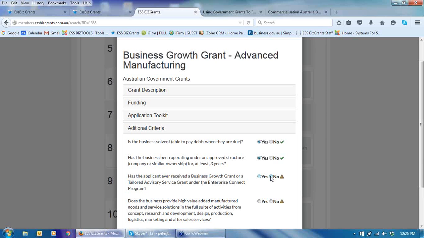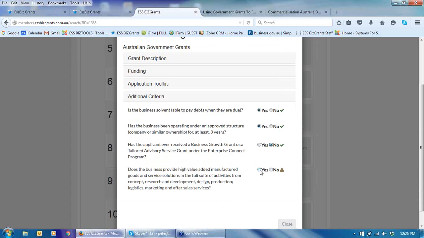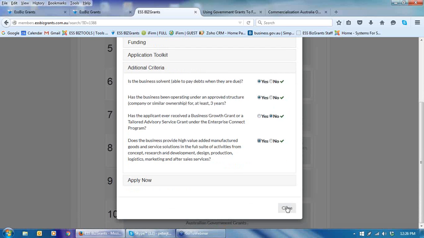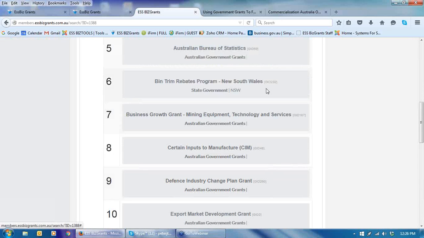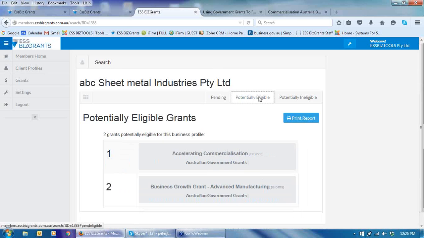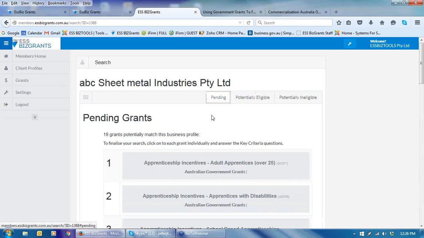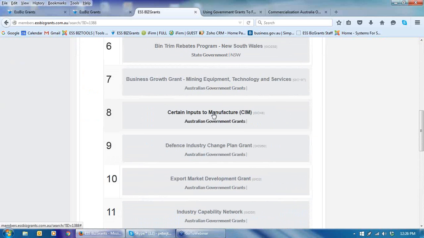So we're going to answer no to this. Does the business provide high value added manufacturing? We say yes. So the system's saying we could apply. Same thing. You will then go to the government grant application. And what the system is now doing is showing that one in potentially eligible. We might just look at a couple of these others. Obviously, in practice, you could work your way through and look at these.